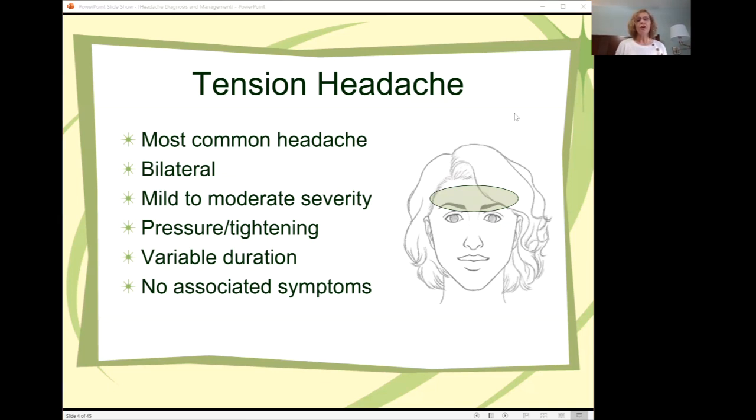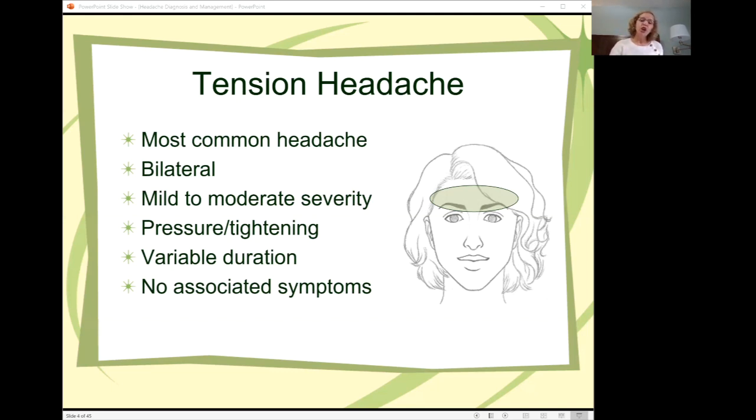Even though they aren't as emergent, we want to be very familiar with primary headache characteristics so that we'll be able to differentiate a more common type of headache from an emergent situation. By far, the most common headache is a tension headache. Up to 80% of the population have experienced this type of headache.